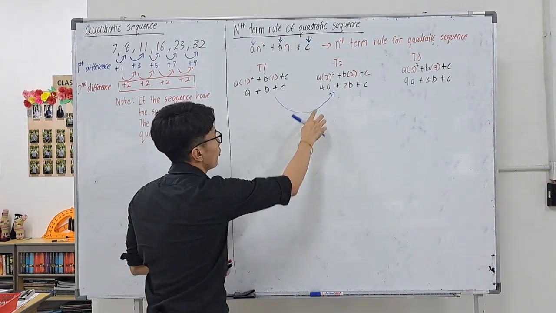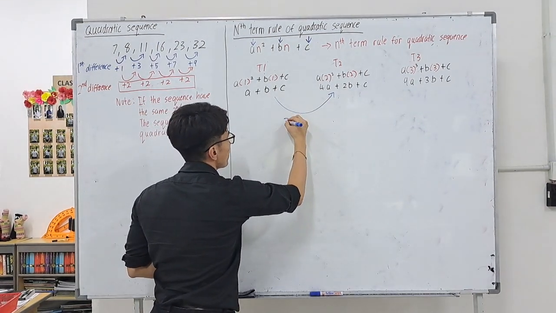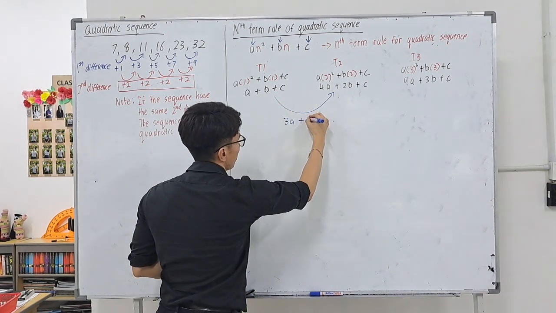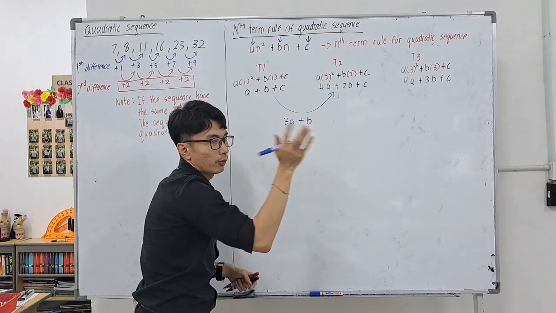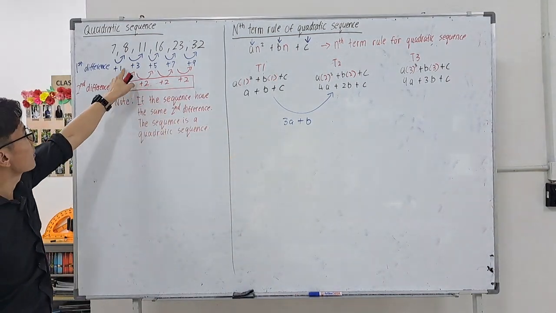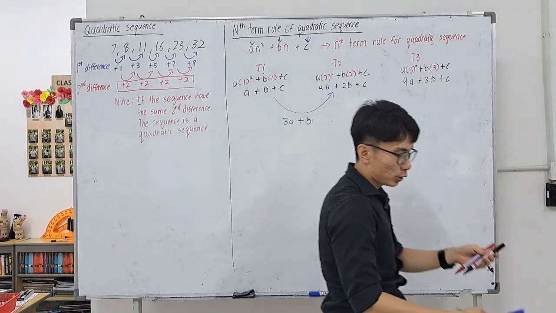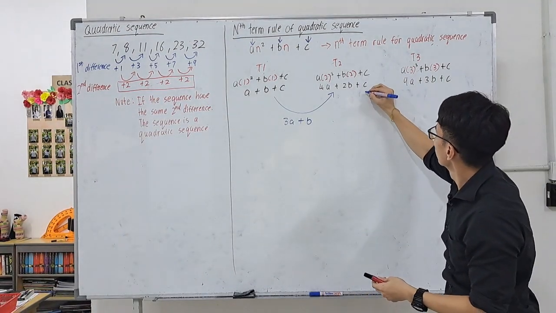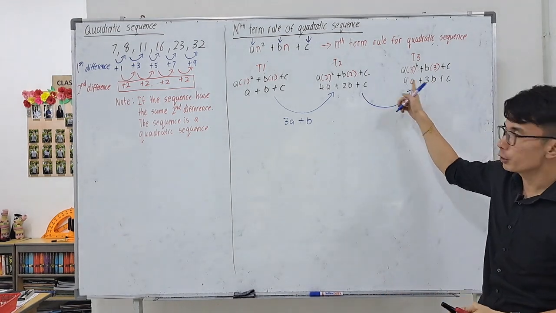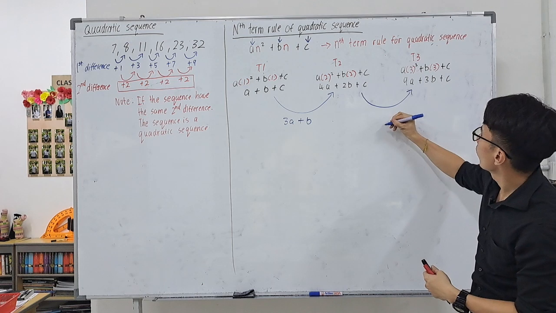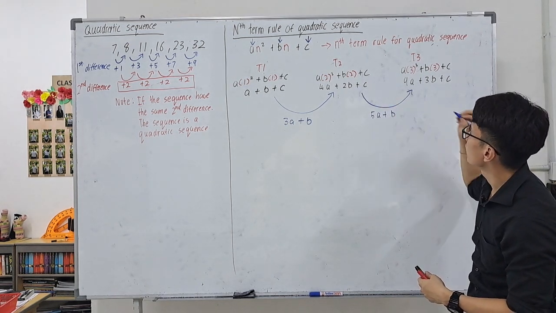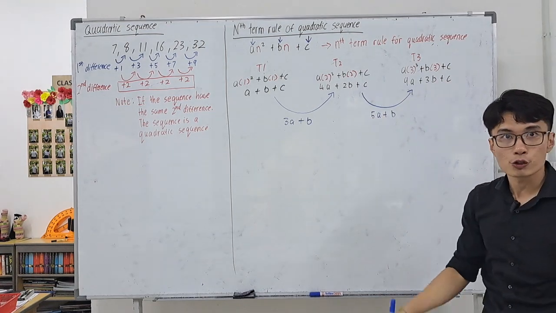If I do that, 4A minus A, I should get 3A. 2B minus 1B, I should get plus B. C minus C, they will cancel out each other. So this 3A plus B is the expression that represents this 1 over here. Now the last one over here. I will do the same thing, this expression minus this expression. So I should get 5A plus B. C and C will cancel out each other.